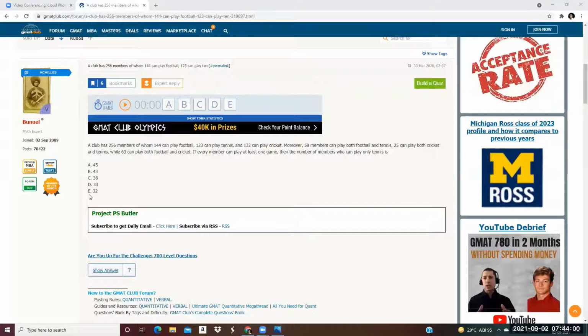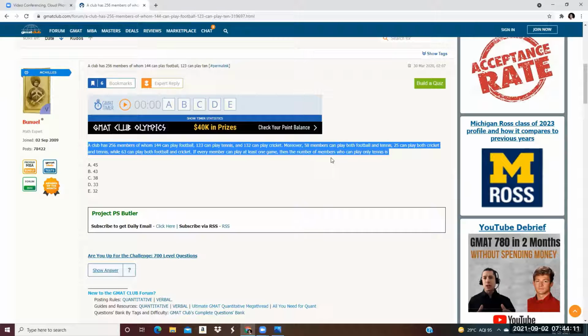So before this, we have a question that has been posted here and has also appeared in the CAT in the 2019 paper, if I'm not mistaken. So this is the question. And there are two approaches to solve this.